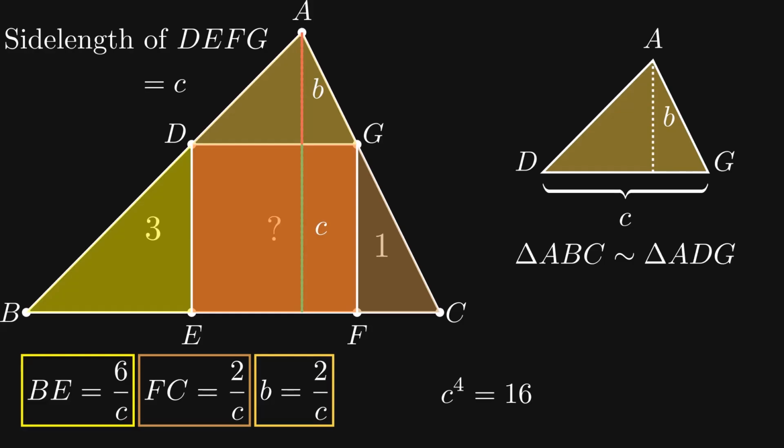Since our goal is to find C squared, which is the area of the square, by taking the square root of both sides of the equation, we find that C squared is equal to 4. And so the area of square DEFG must be equal to 4.